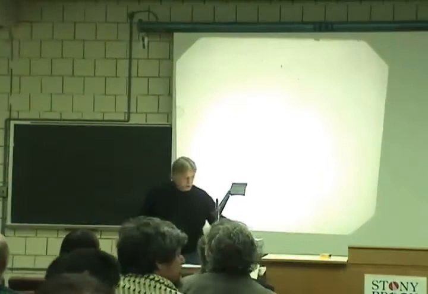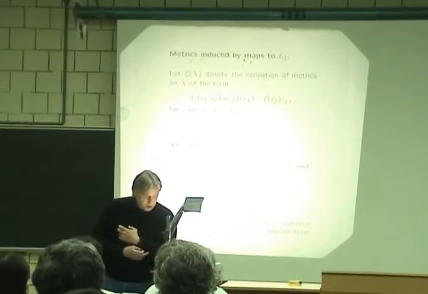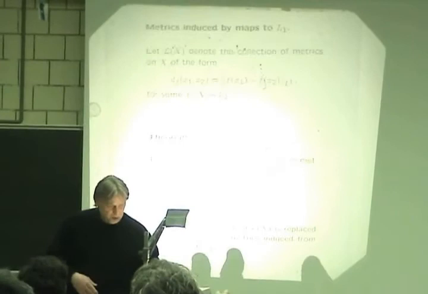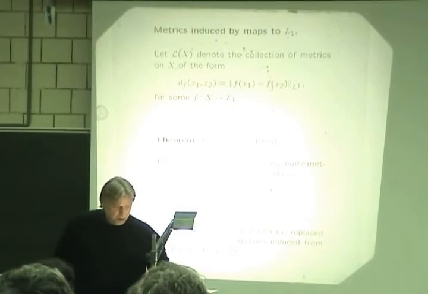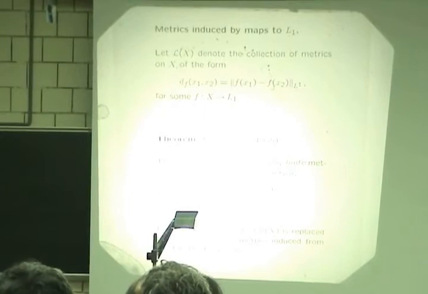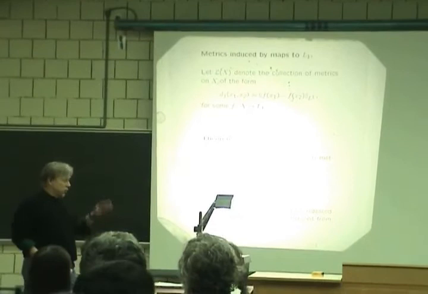Of particular importance in the talk will be the class of metrics on X which are induced from maps to L1. So I'll call that script L of X. So that's what this says, the metric is induced from a map to L1. And there's a famous, very basic theorem of Bourgain, which says that if I have a finite metric space, and the cardinality is n, you can always find a metric induced by a map to L1, such that the distortion is at most some universal multiple of log n.